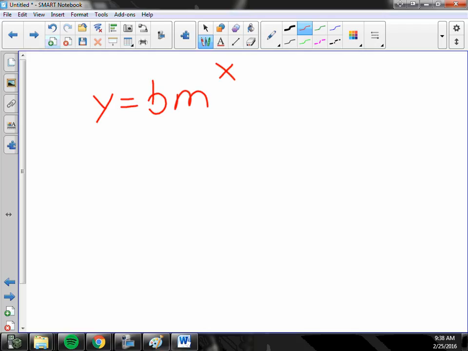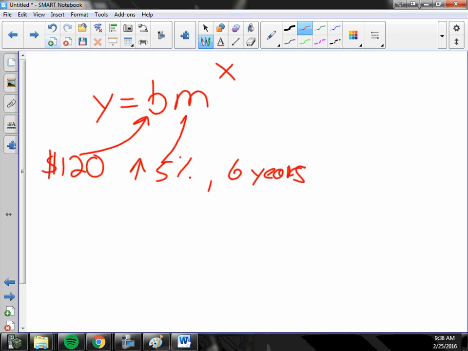So let's say you had $120 and you were gaining 5% interest for 6 years. Then we just plug these numbers in. So we would say y equals 120. How do you increase 5%? 1.05, good. And then for 6 years, and you could plug that in and figure out how much there was.